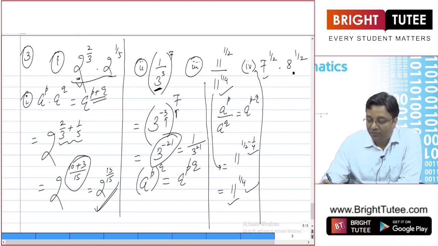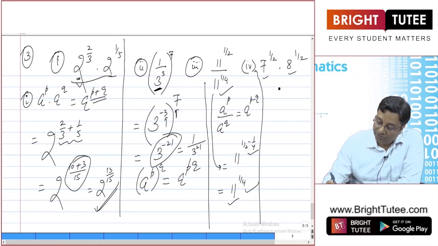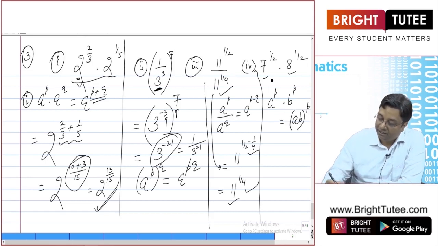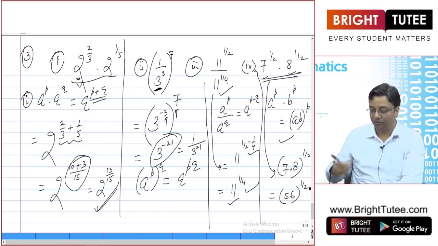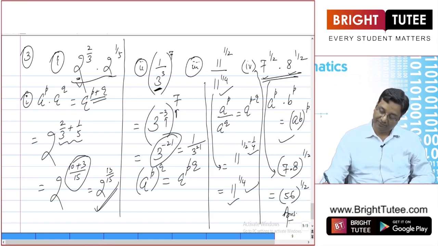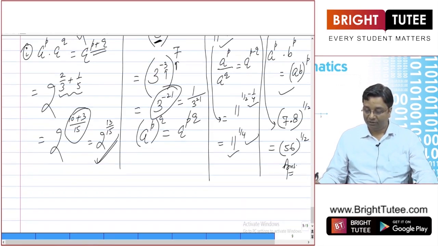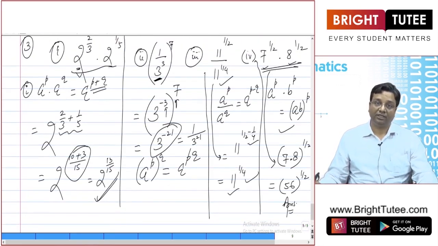Look at this one, 7 raised to power 1 by 2, 8 raised to power 1 by 2, and we have to multiply these. So a raised to power p into b raised to power p can be written as ab raised to power p. Using this rule, I will multiply these and write it as 7 into 8 raised to power 1 by 2, which is nothing but 56 raised to 1 by 2, and this is your answer, right? So this is how you will solve these questions.